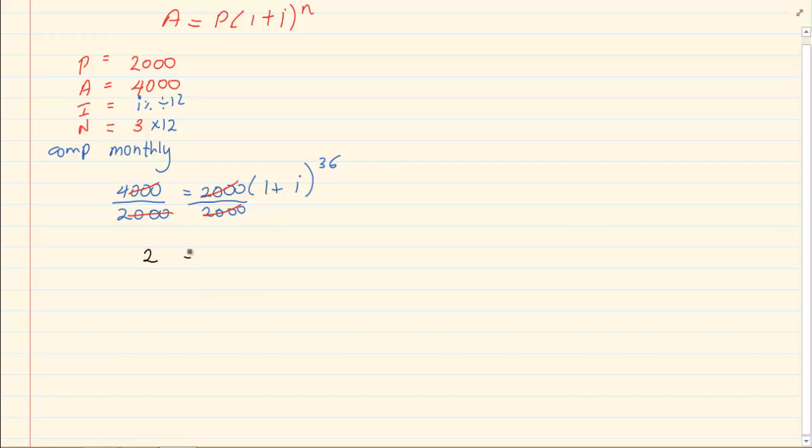So I have 2 is equal to (1 plus i) to the power of 36. How do I get rid of this 36? 36th root, but what I do on one side, I do on the other side. So I have 1 plus i is equal to 1,01944. Notice again that I'm going more decimals than normal because it is financial maths. Then we're going to subtract 1 by taking the 1 over.